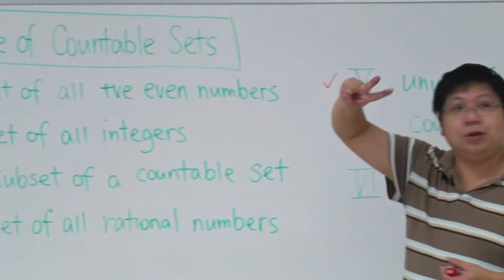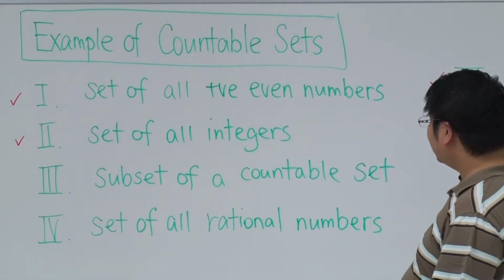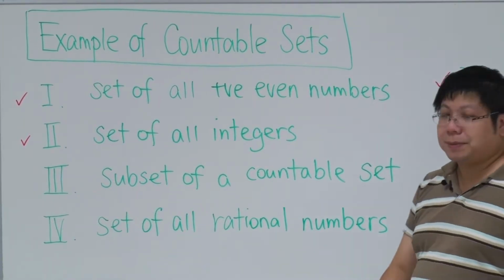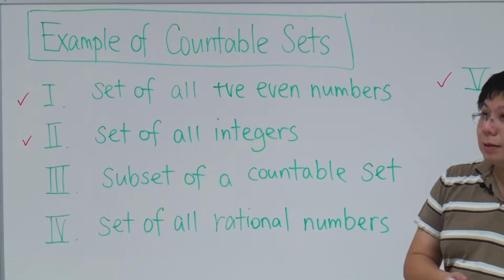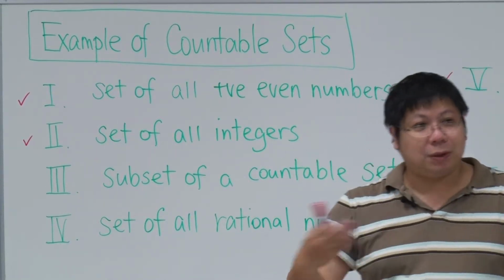Okay? There are just 2 lists of countable sets. Now, how about the third one? The subset of a countable set. Okay, so countable set, there are two types, right? One is finite, one is infinite.